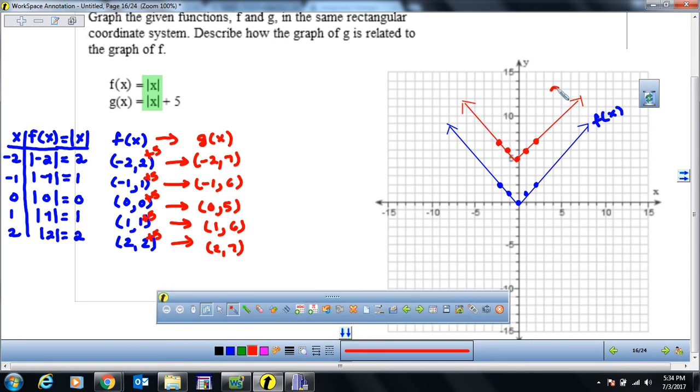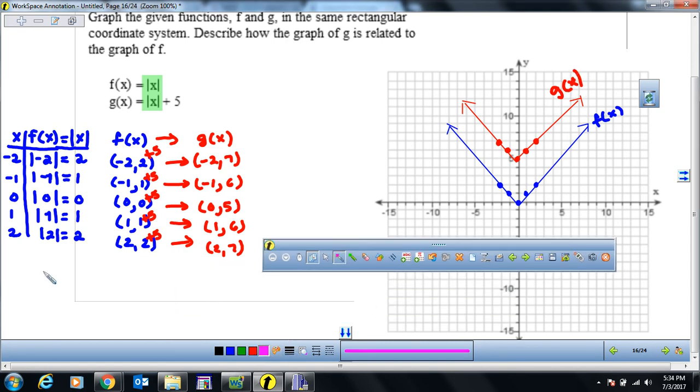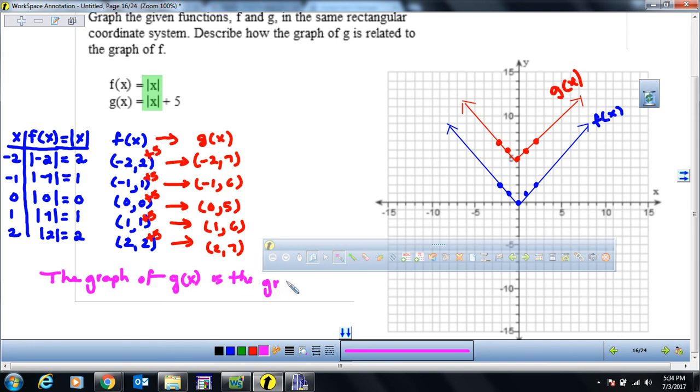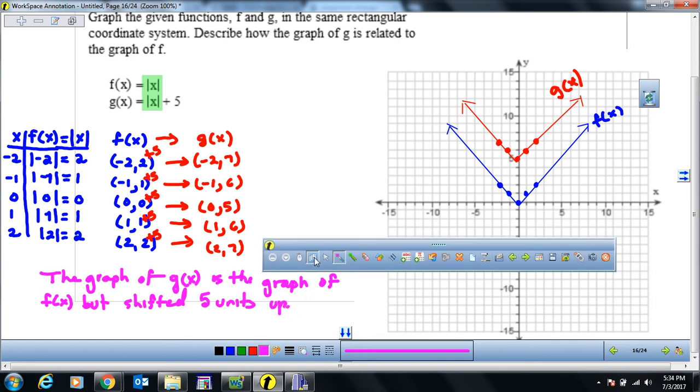Okay, this is the graph of g. So we're going to describe the relationship of these two graphs by saying the following: that the graph of g of x is the graph of f of x but shifted 5 units up, and that is my description.